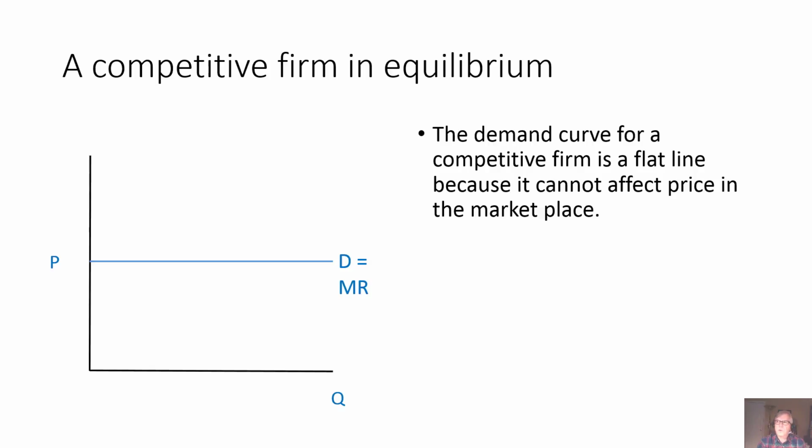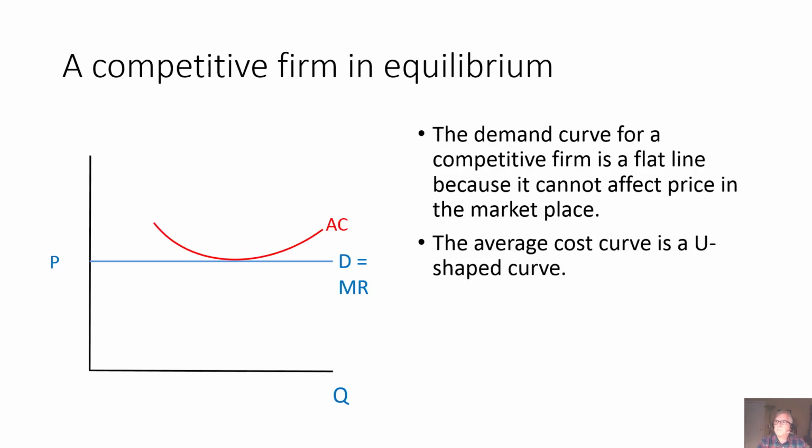So a quick refresher about where we were with the competitive equilibrium. A competitive firm in equilibrium faces a demand curve that is essentially a flat line. It's not big enough in the marketplace to affect price. It can sell whatever quantity it wants to, but at the going market price. If it tries to sell more, it won't cause the price to fall. If it tries to sell less, it won't cause the price to rise. So you can see our demand curve is a flat line at the going market price, and that means your price equals your marginal revenue.